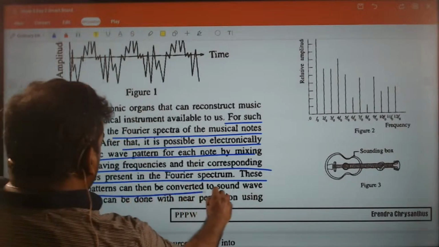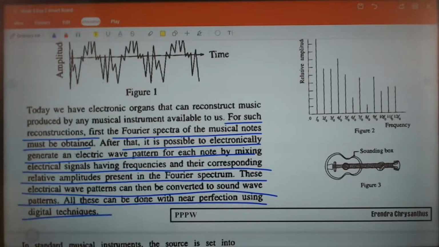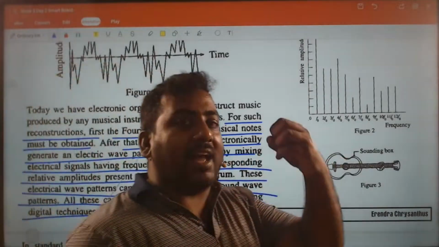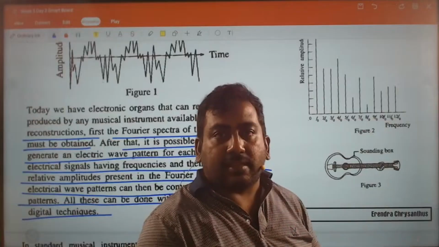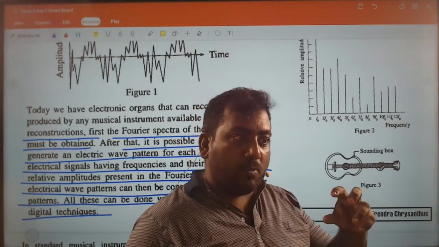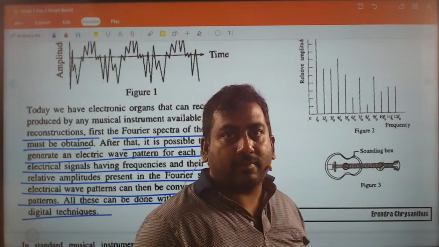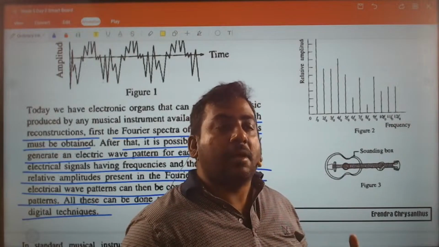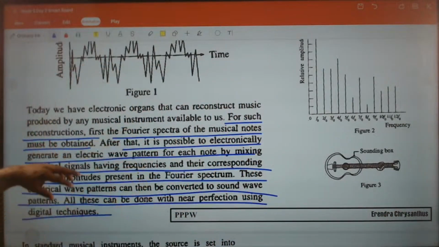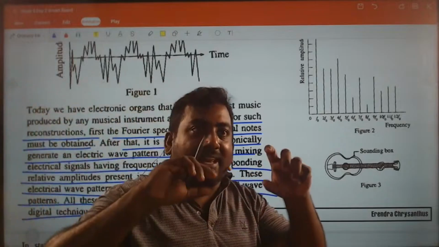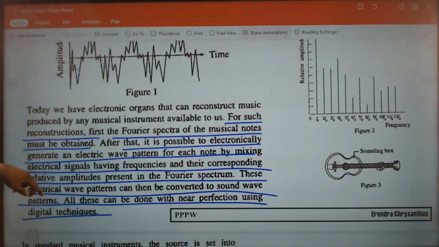These electrical wave patterns can be converted to sound waves. All this can be done in near perfection using digital techniques. Check and see how many people who can't sing are singing. If you make them sing live, they can't sing. But if you give them digital help, yes, they will sing. There are some fellows who are horrible singers, but they can sing in a music video, because it's digitally mastered. All their problematic off-pitch areas are digitally corrected. Okay, right. So this is a nice section.